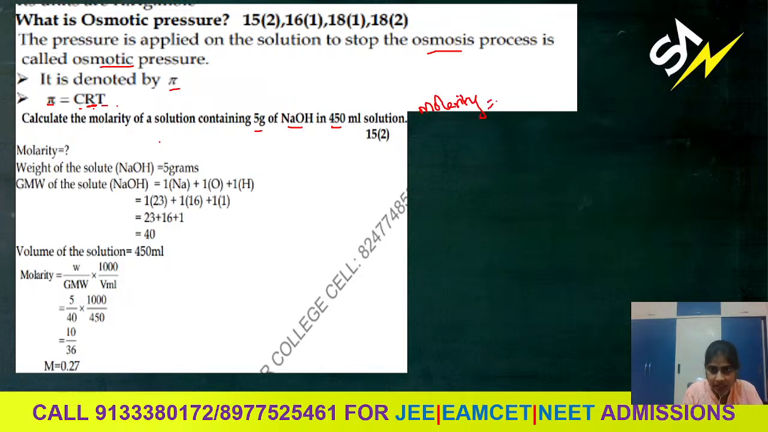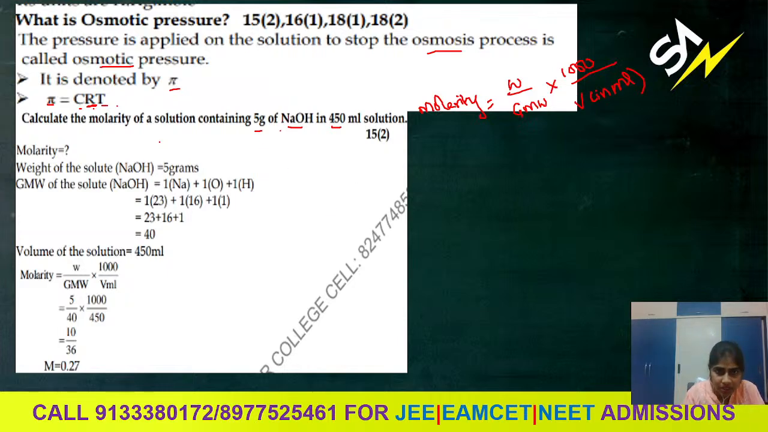Molarity is equal to, since weight is given, I will write in terms of weight, weight by gram molecular weight into, we are in molarity, we will use volume. So that volume is taken in milliliters. So if you convert it into milliliters, 1000 by V in ml. So this is the formula you need to apply in this question.